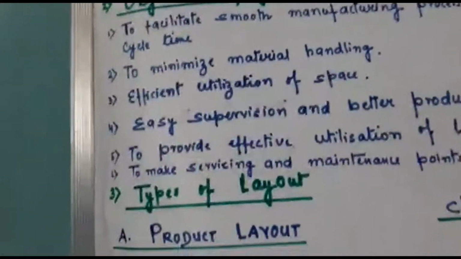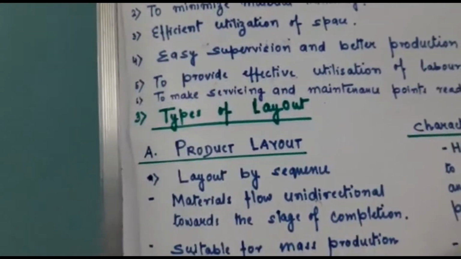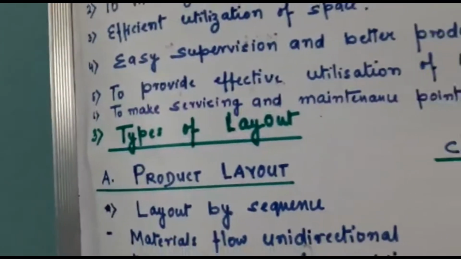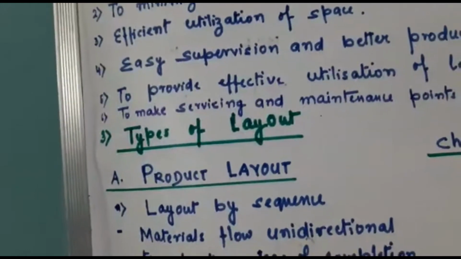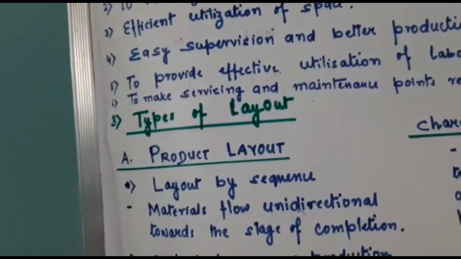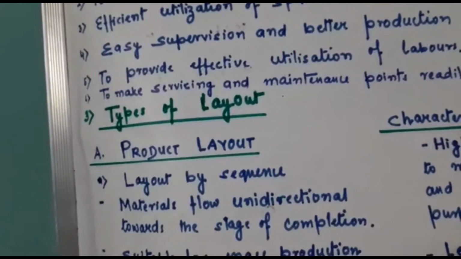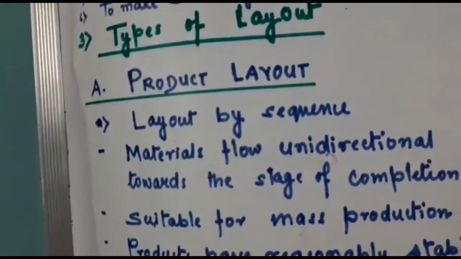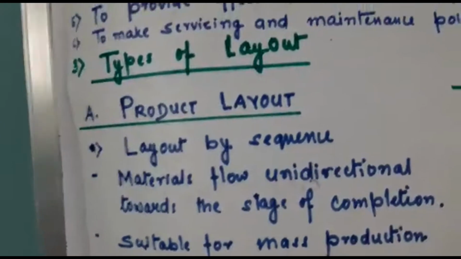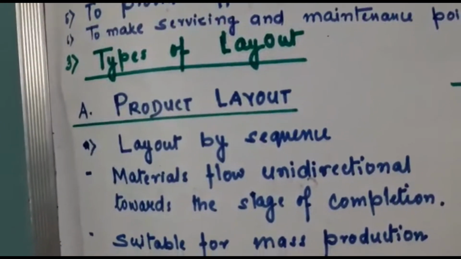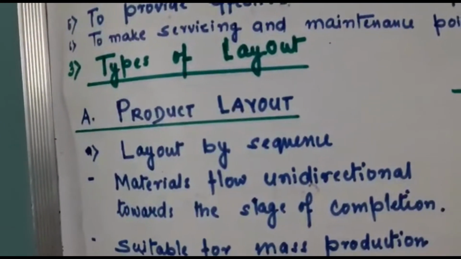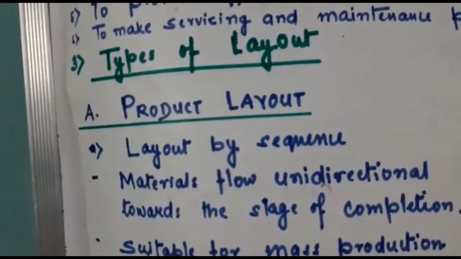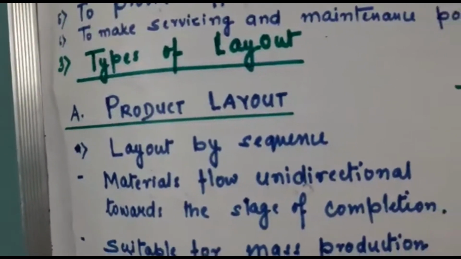Now coming back to the types of layout. Depending upon how the machines or the equipment are arranged, we have got different types of layout. We start with product layout. Product layout is also called layout by sequence because all the machines and the equipment which are required for processing or for manufacturing a product are kept in a sequence. So this layout is also called layout by sequence.